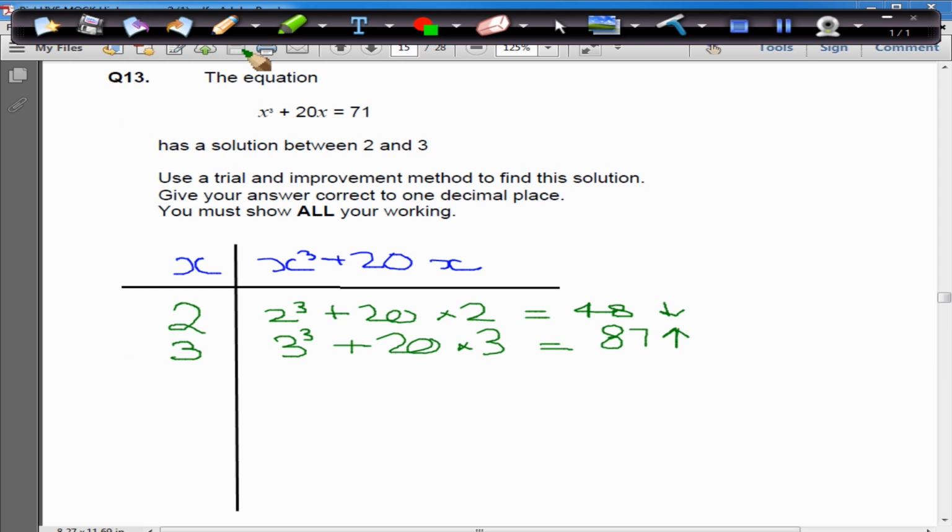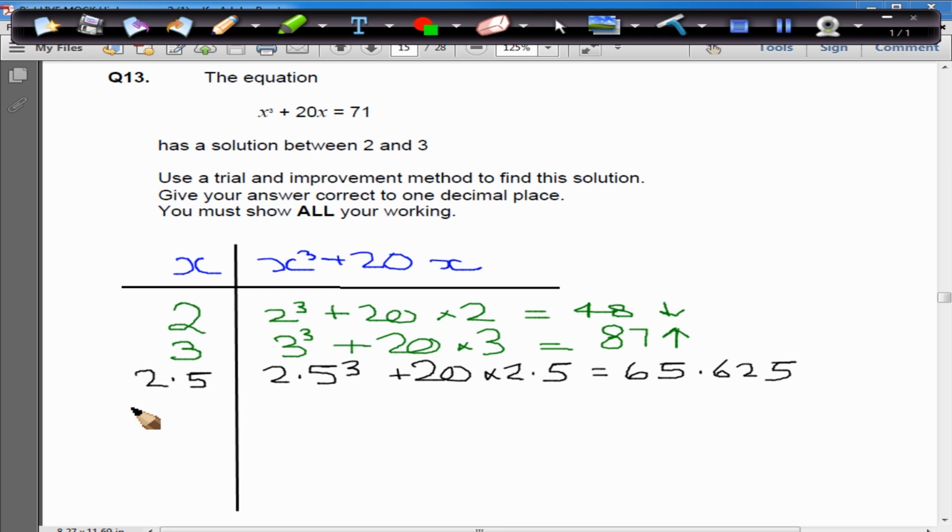So which number should we start off with now? So let's just quickly change color. Should we start with 2.5? Yeah? 2.5. Okay, I want students to jump in on calculators, please. 2.5 cubed, add 20 times by 2.5. Okay, what do we get for that? We got 65.625. Idris, do you agree with that? Yeah.